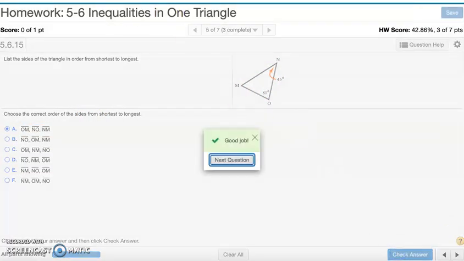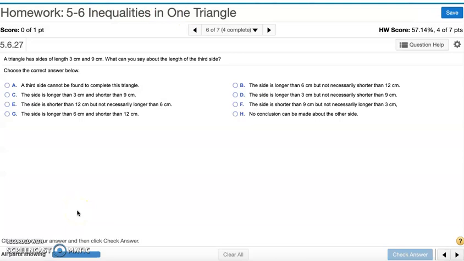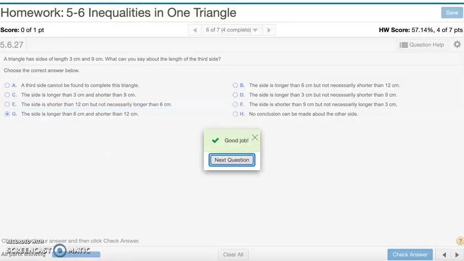Number 6, a triangle has sides of length 3 centimeters and 9 centimeters. What can you say about the length of the third side? So all you do here is add up 3 and 9, and you get 12, so that means it has to be smaller than 12. Then you subtract 9 and 3, and you get 6, so it means it has to be larger than 6. So that means it has to be longer than 6, but shorter than 12. So that means it has to be choice G, and that's number 6.